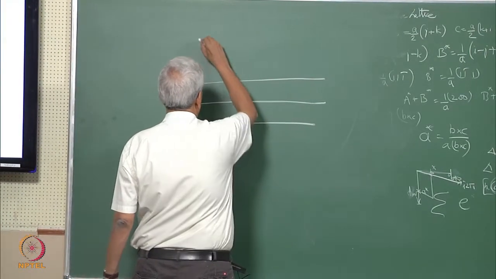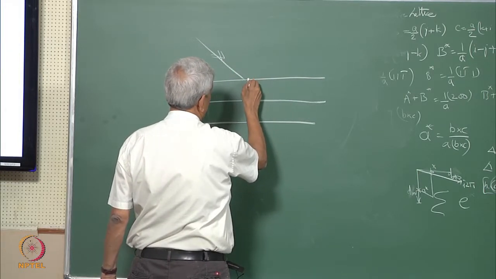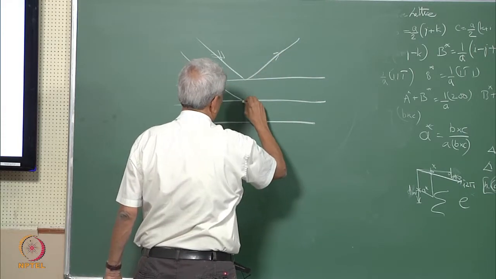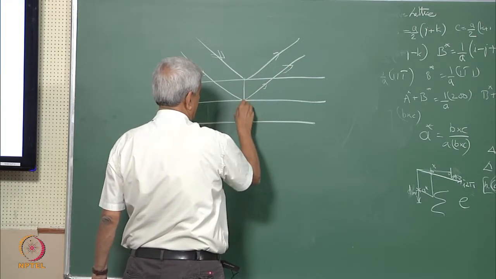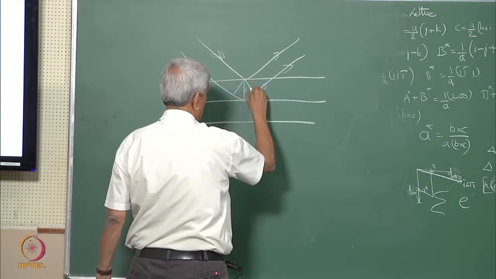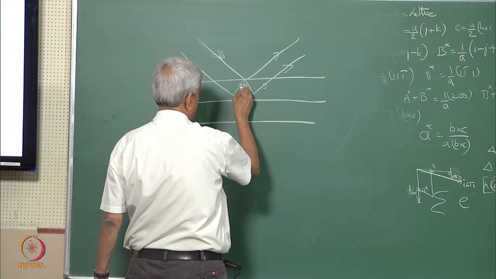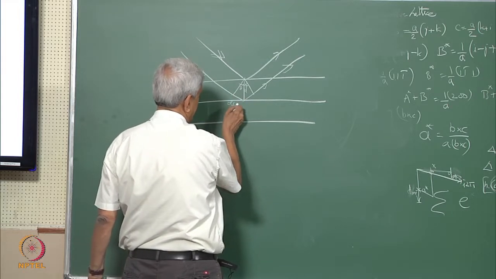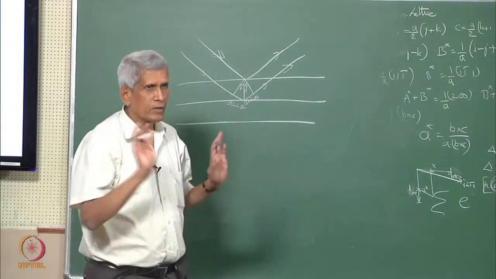Planes like this, conventionally you draw like this. This is d. If this angle is theta, this angle is also theta. Then you find this is d sin theta, correct? This is also d sin theta. This is how the derivation is done.